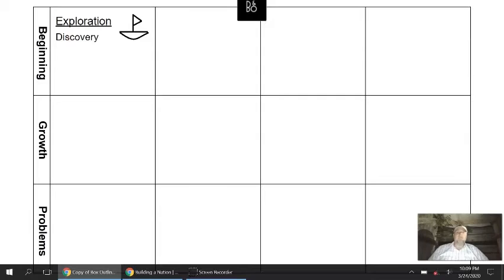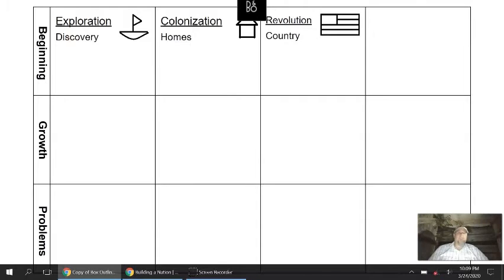During the era of colonization, Europeans built homes, and so you draw a picture of a home. During the era of the Revolution, we fought Great Britain and made our own country. During the era of the Constitution, we made our own government. And the picture is just a box that says Constitution.